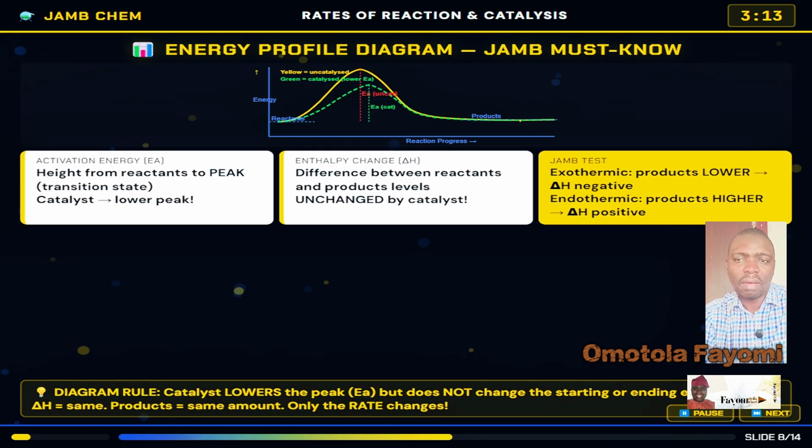Third, if products are below the reactant level, delta H is negative. It is an exothermic reaction, releasing heat. If the products are above the reactant level, delta H is positive. That is endothermic, absorbing heat.